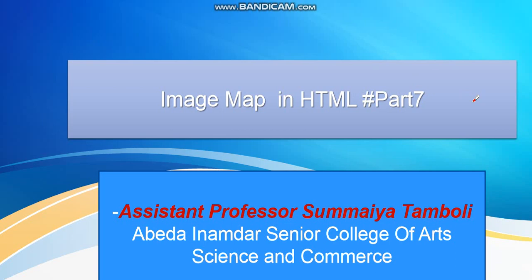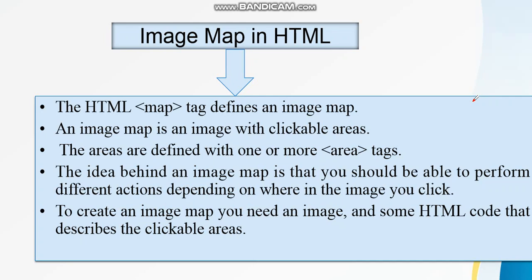In this video, I am going to clear the concept of image map in HTML. Okay, let's go ahead and see the concept. Image map in HTML. The name itself is indicating something related to the image. We are going to do something with the image, so that is image map in HTML. Here the HTML map tag defines an image map. An image map is an image with clickable areas. The areas are defined with one or more area tags.